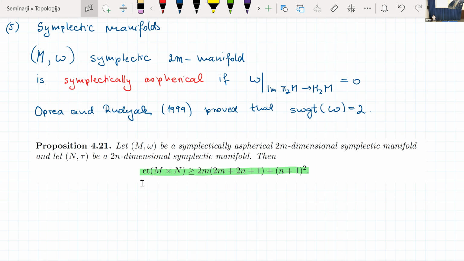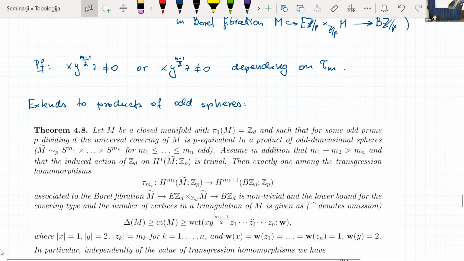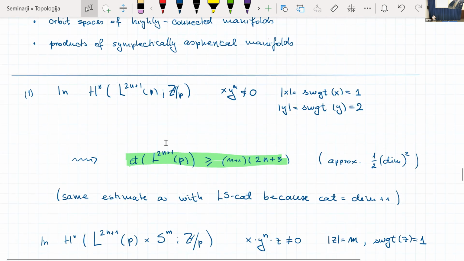What is the answer for the length space? Okay, let me return to length spaces. So you get just this number. For a 2n plus 1 dimensional length space, independently of the prime, it is approximately 2n squared.